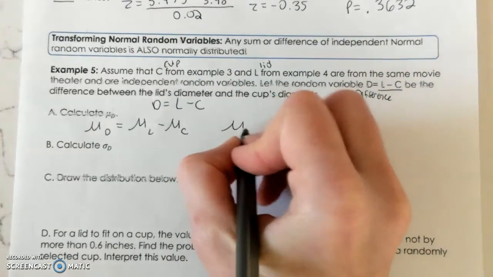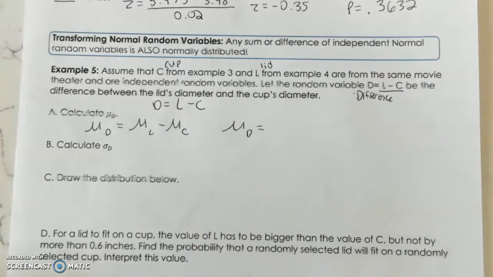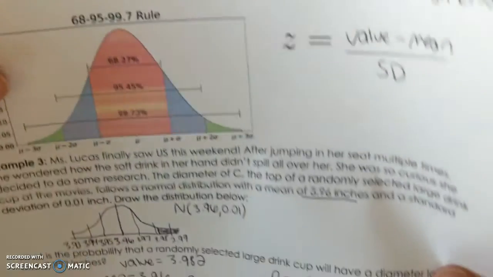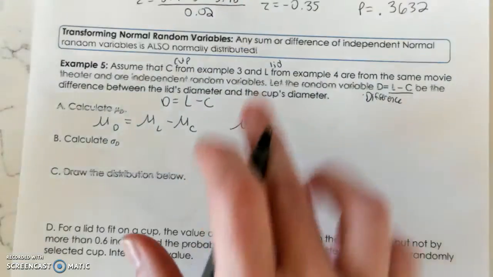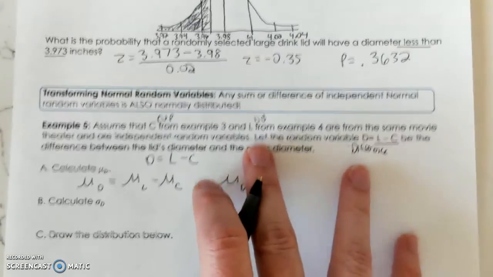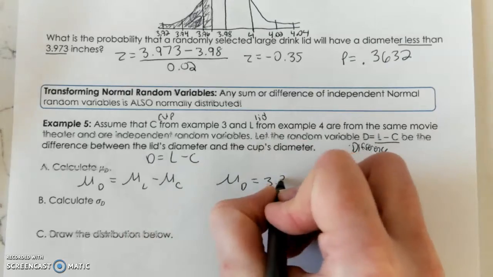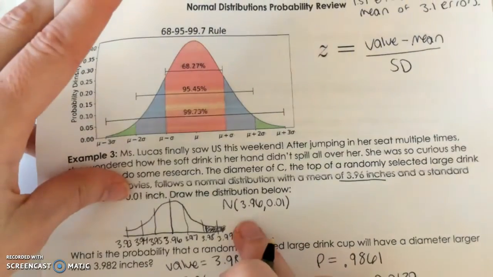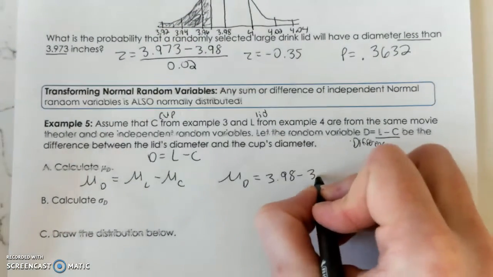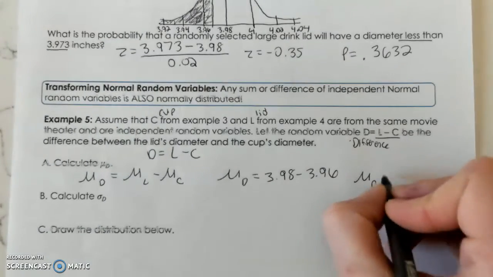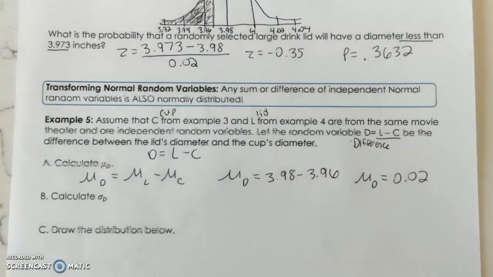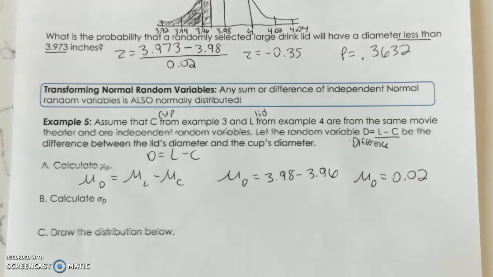All right, so the mean of D is going to equal, let's go back to example 3 and see our mean of L was 3.9, or I'm sorry, this was C. So L is up here. So our L mean is 3.98 minus our C mean, which was 3.96. So our mean of D is going to be 0.02. All right, now go ahead and calculate the standard deviation of D.